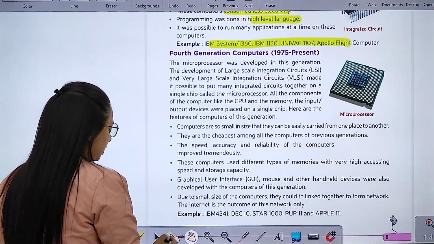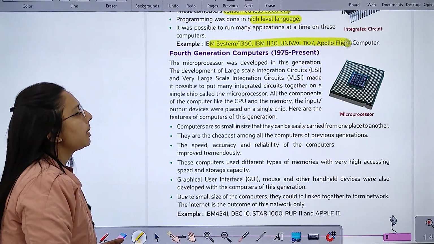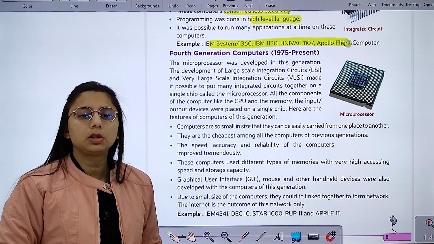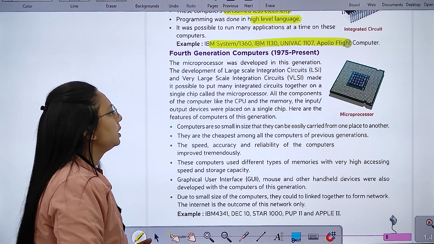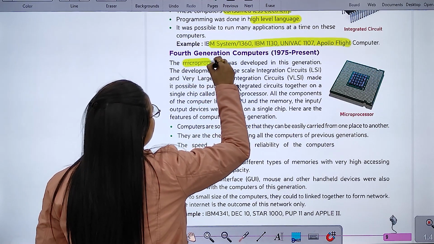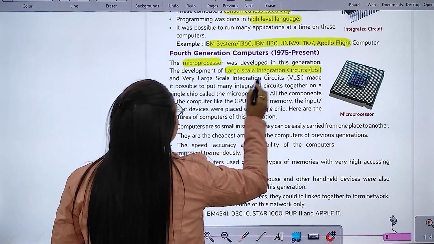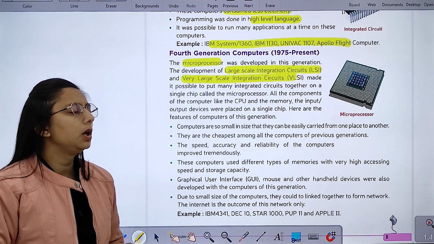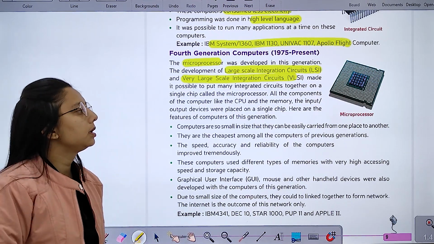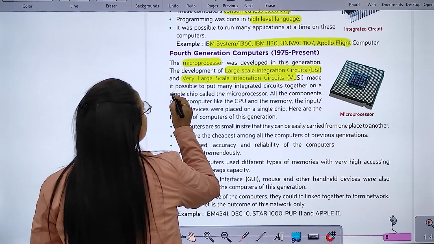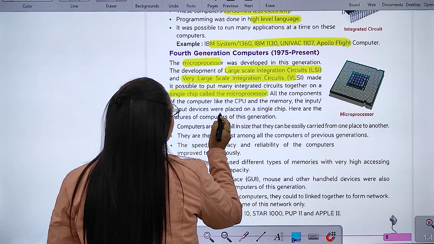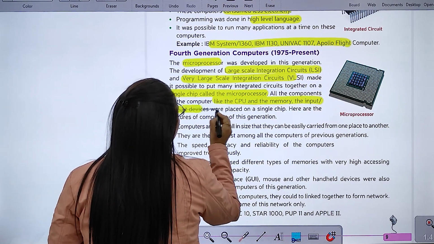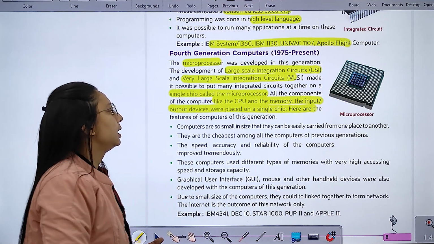Then we have fourth generation computers. In this generation, the microprocessor was developed. The development of large scale integrated circuits and very large scale integrated circuits made it possible to put many integrated circuits together on a single chip called a microprocessor. All the components of the computer, like the CPU, memory, and input output devices, were placed on a single chip.